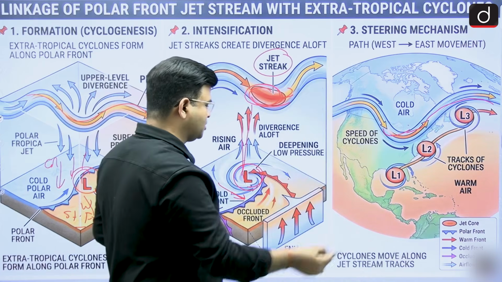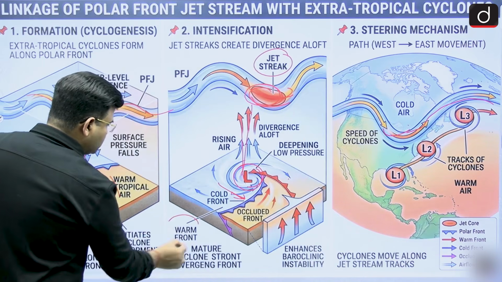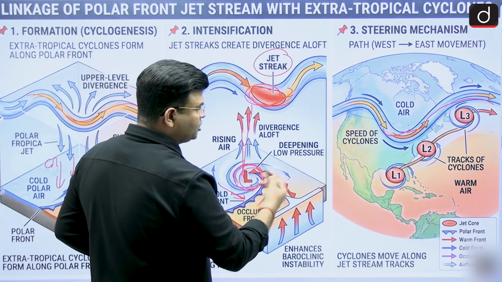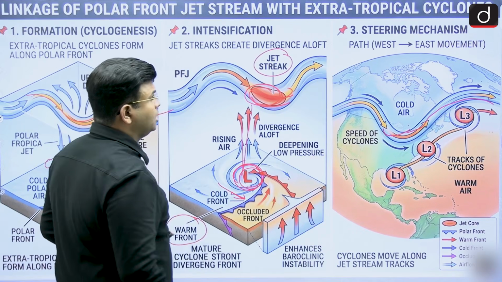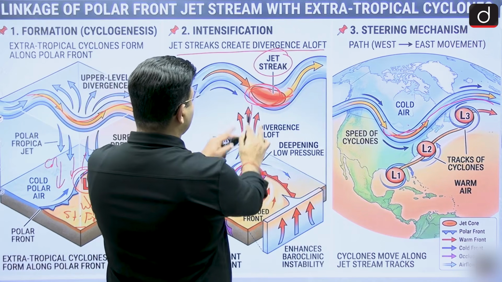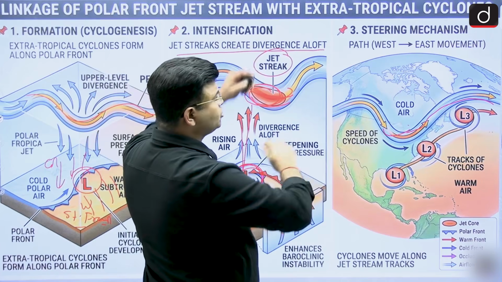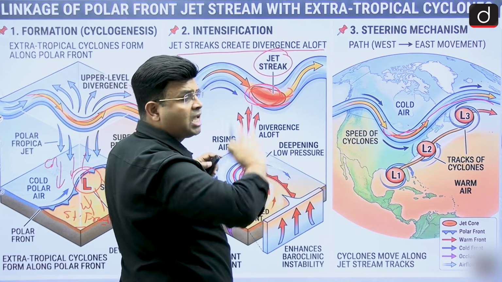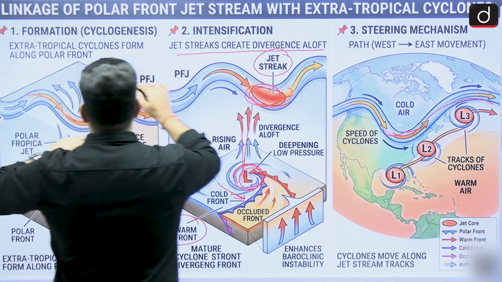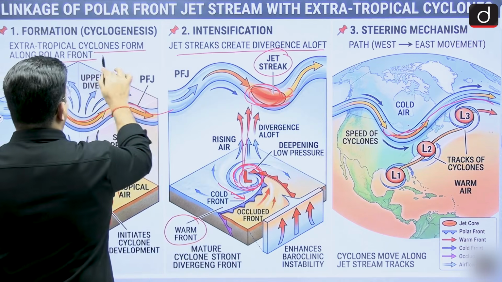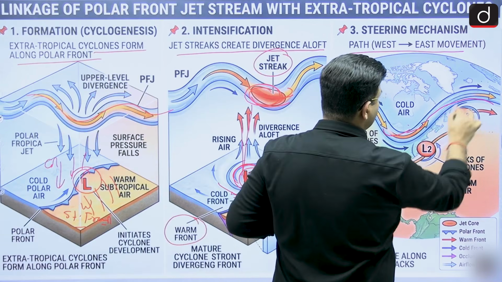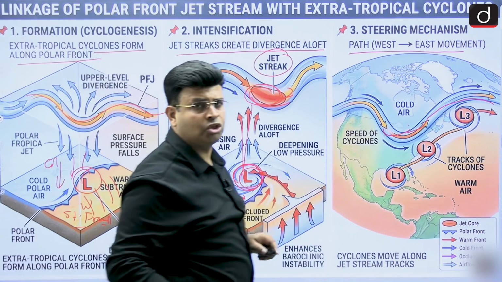Here is the extratropical cyclone, with the warm front, and what I can say is the occluded front. Here is the low pressure, dragged by the jet streak, which creates a divergence aloft. It causes air to move away faster in the upper atmosphere, and an extratropical cyclone forms along the polar front jet stream and moves from west to east.